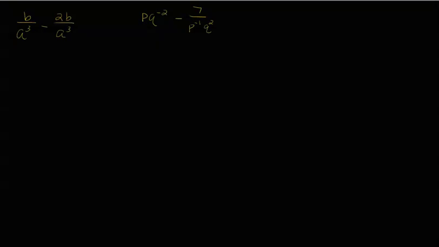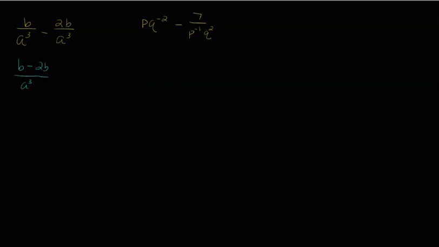Now we're going to simplify with like denominators. So these are two rational expressions. Treat them just like fractions. So we're subtracting. They have common denominators, a to the third, a to the third. So we can put them together, just like if it was 1/3 minus 2/3. So we're going to rewrite this as b minus 2b over a to the third, because they have common denominators.